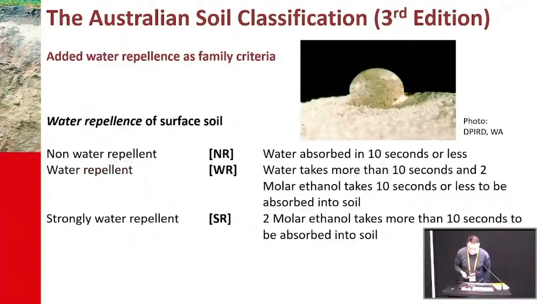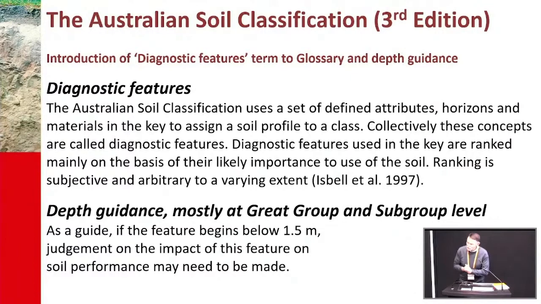Okay, another change has been the adding of water repellence. It has a dramatic impact on infiltration and plant performance, and so the degree of water repellence is an important surface soil property. It fits very well into the family level of classification, so it applies mainly now at the family level to soil orders that may have sandy textured A horizons. The term diagnostic features is used a lot in soil classification, but it's nearly all buried in the general text. So we've pulled it out and put it into the glossary of terms and also given some guidance on its applicability to when it occurs at depth. For instance, if you've got a clay horizon at 2 metres or a ferric horizon, ironstone gravels at 2 metres, should it apply or not? You have to make a judgment call, and there's some guidance on that.